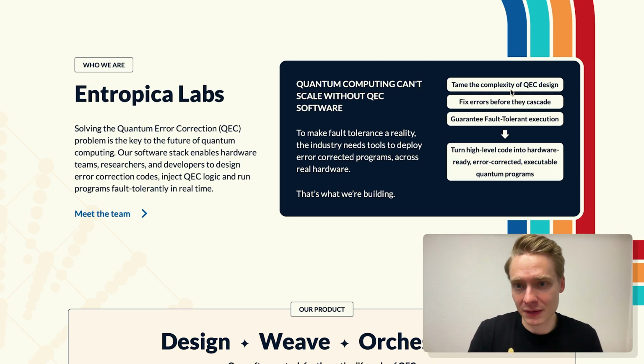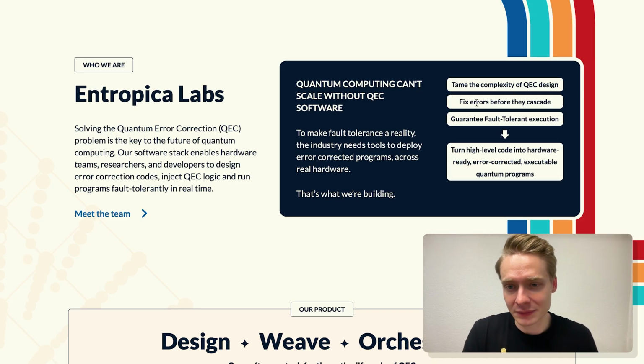So here's the stack, or the diagram. The upper layer says tame the complexity of quantum error correction design. Then the next layer is fix errors before they cascade. And then it says guaranteed fault-tolerant execution, which leads into turning high-level code into hardware-ready, error-corrected, executable quantum programs.